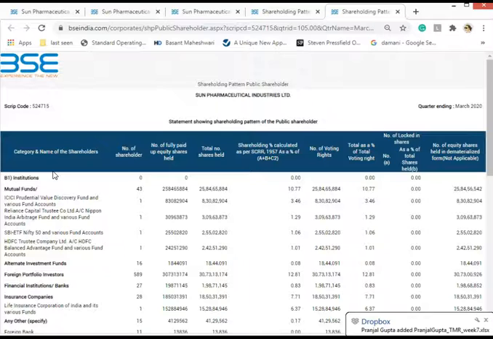That's one thing. Secondly, if the promoter is selling the shares continuously, then you have to be a little vigilant. You have to be alert and check what's wrong. Because I'll give you a very famous example. During the Satyam scandal, Ramalinga Raju was continuously selling his shares. His shareholding was continuously decreasing. From 2001 to 2008, he had sold around 4.4 crore shares.